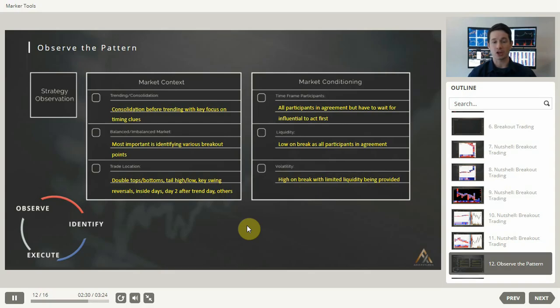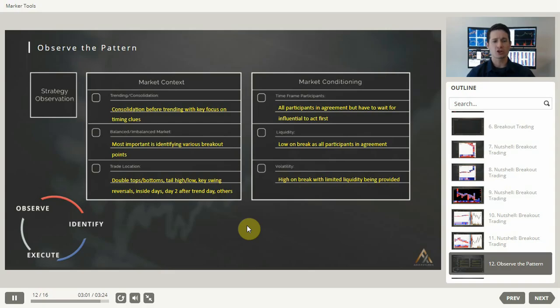Now, in terms of conditioning, note, we obviously said for breakouts, all participants are in agreement. So just make sure when you are reviewing and adding to the template that all the participants are actually in the same direction. If, for instance, you find that as a market breaks, there's a really high degree of response straight after the break, again, make a note of that, because what you'll find is when you see that, the breakouts don't tend to be as clean. So again, observe every single thing that takes place in terms of conditioning.